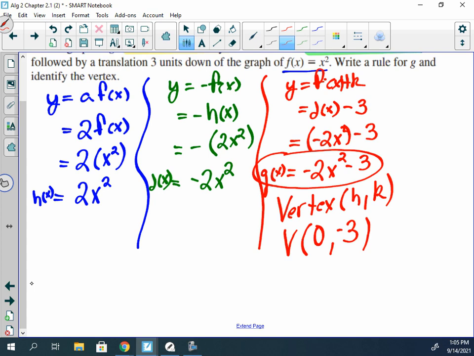Now the vertex for the original function x squared, its parent function, is 0, 0. Because when we looked at all the graphs yesterday, it hit the origin, 0, 0. That is the vertex, the lowest point of x squared. So that's where it would start out. Now for this here, did we move the function left or right? No. So the x value would still be 0. We didn't change it. But we did move it down. So the vertex went from 0, 0 to 0, negative 3. That's it. It tells us where the lowest point is. Questions on this?